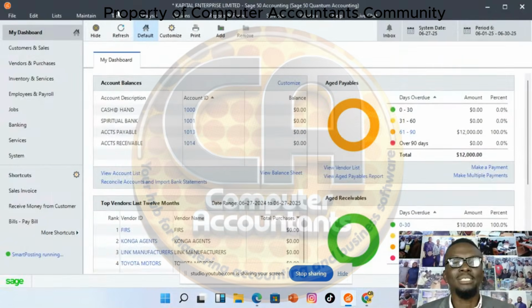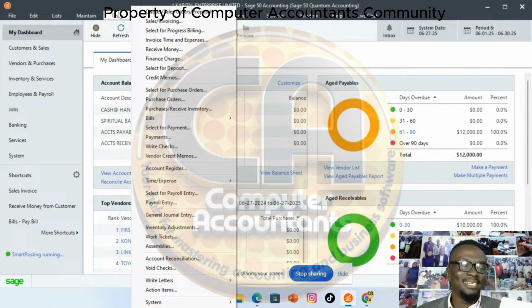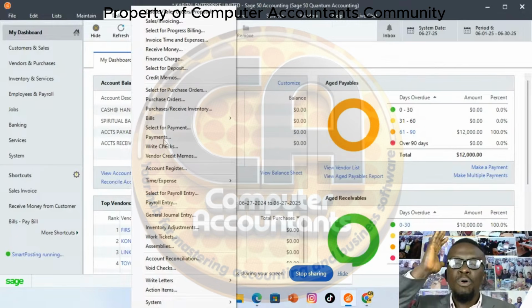You go back to tasks. Now let's assume that this vendor is paying in full. We are paying this vendor in full. Let's assume we are paying Link Manufacturers in full. You select what? Payment. So anything that has to do with full payment purchases, you click on payment.